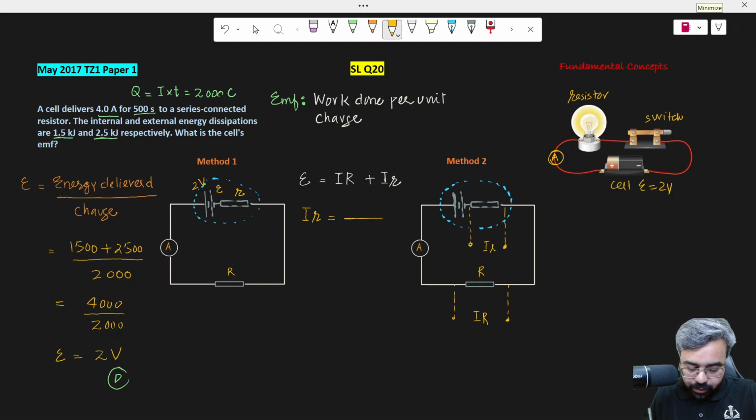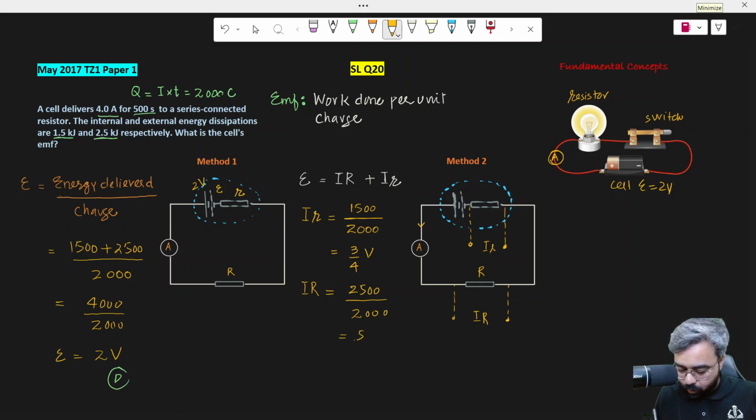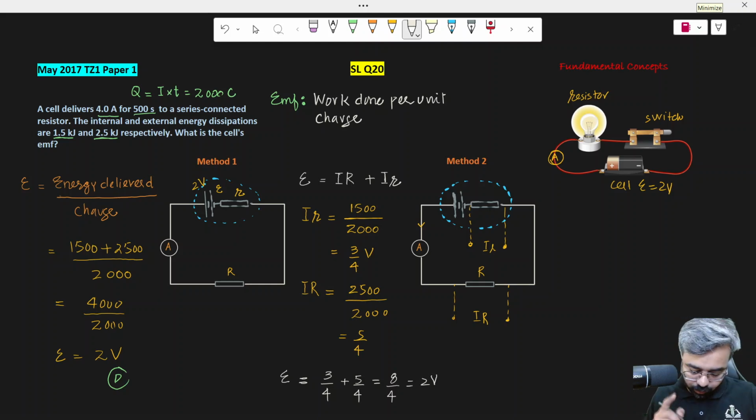That is 1500 joules divided by how much charge is flowing, that is 2000 coulomb, right? So that should be 15 over 20, which is 3 over 4 volts. Now, I big R is the potential difference across the external resistor, which we can find in the same way: 2500 over 2000, and that will become 5 over 4. So finally, you see that we get 2 volt once again, the same answer, and option D is the right answer.